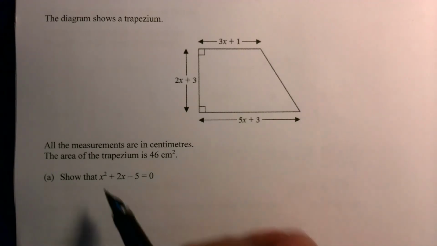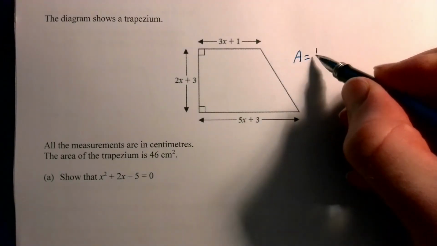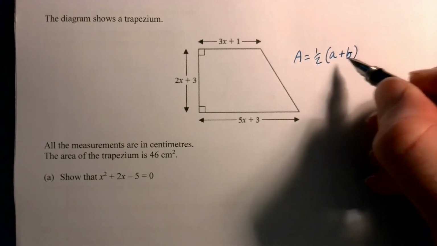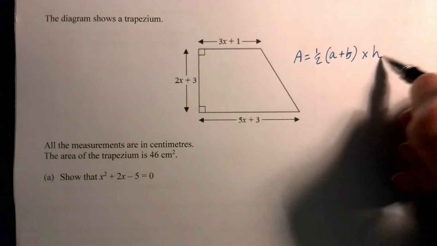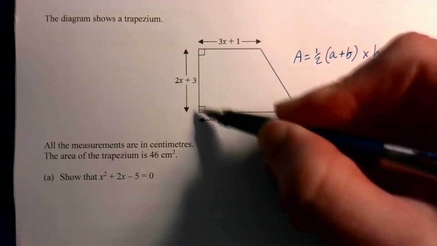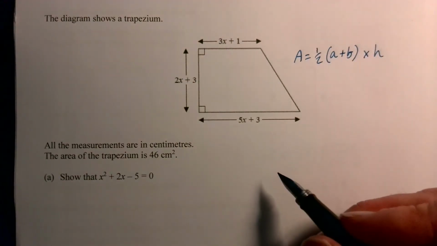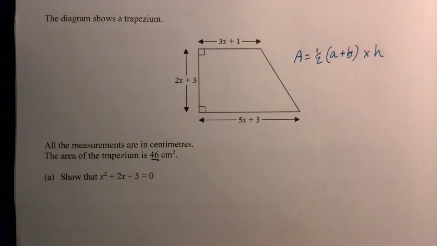Right, so we've got to show that this is the case. We know that you find the area of a trapezium by doing a half, add the two parallel sides together, and then multiply by the perpendicular height. Well, in this case, this is a right-angled trapezium, so that is that there already. We know they've told us that the area is 46.